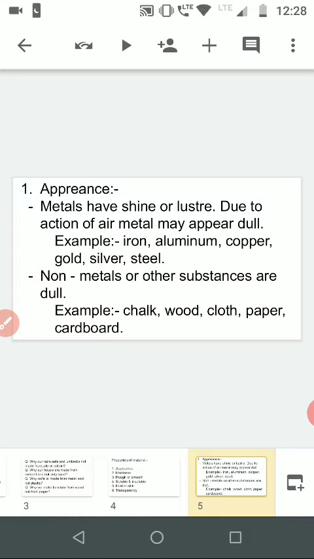Metals have shine and luster. Sometimes, because of air corrosion, metals may appear dull, but metals have shine and luster, and metals have lots of strength in them. That's why in the examples earlier I described a hammer as made up of metal and used for doing hard tasks. Examples of metals are iron, aluminium, copper, gold, silver, steel, etc. Other non-metal substances, chalk, wood, cloth, paper, cardboard, do not have shine. They are dull in appearance.